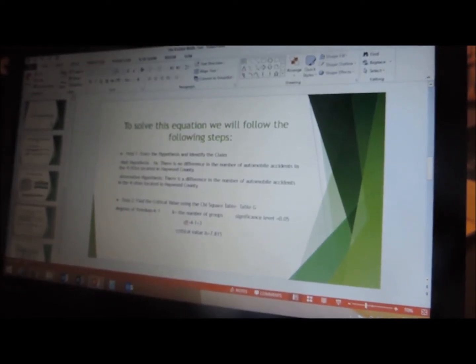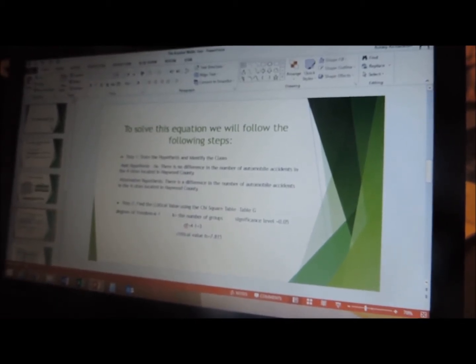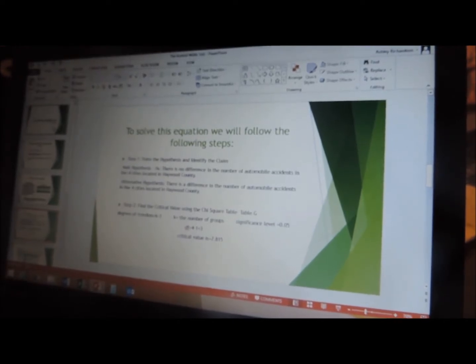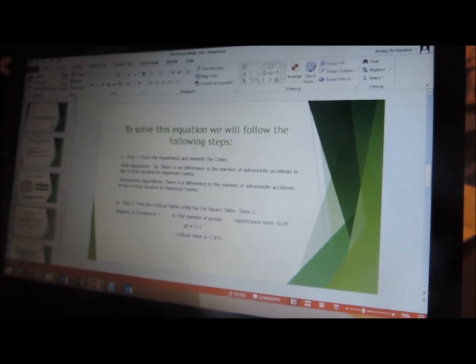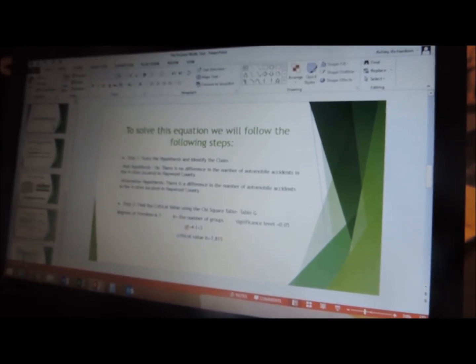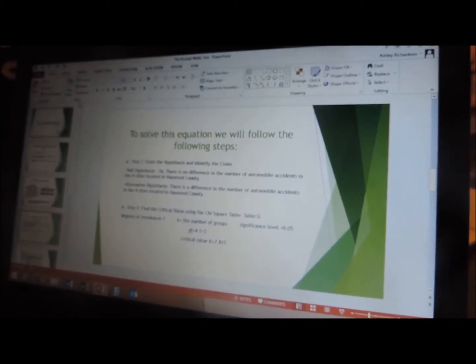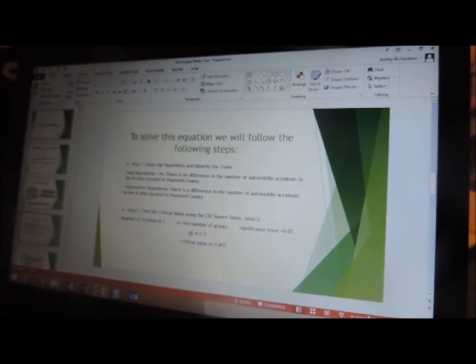Step 1. State the hypothesis and identify the claim. The null hypothesis would be there is no difference in the number of automobile accidents in the 4 cities located in Haywood County. The alternative hypothesis will be there is a difference in the number of automobile accidents in the 4 cities located in Haywood County.